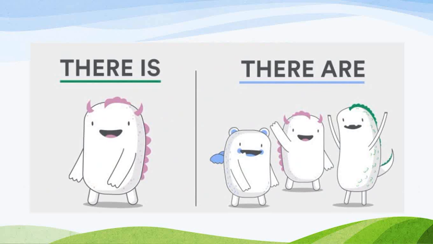In this picture, we can see a really clear example of the use of there is and there are. On the left, we can see that there is a monster, or there's a monster. And on the right side, we can see that there are 3 monsters. There are 3 monsters. That's in plural. That's why we use there are. Okay, let's continue with the lesson.